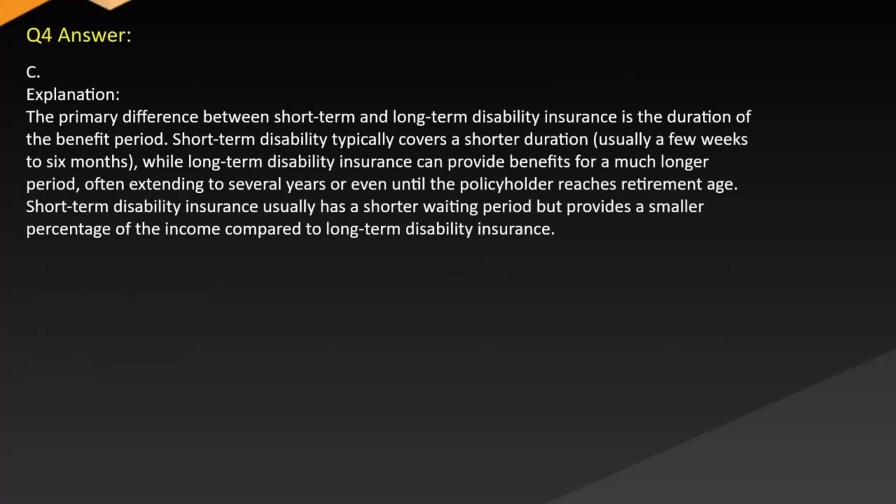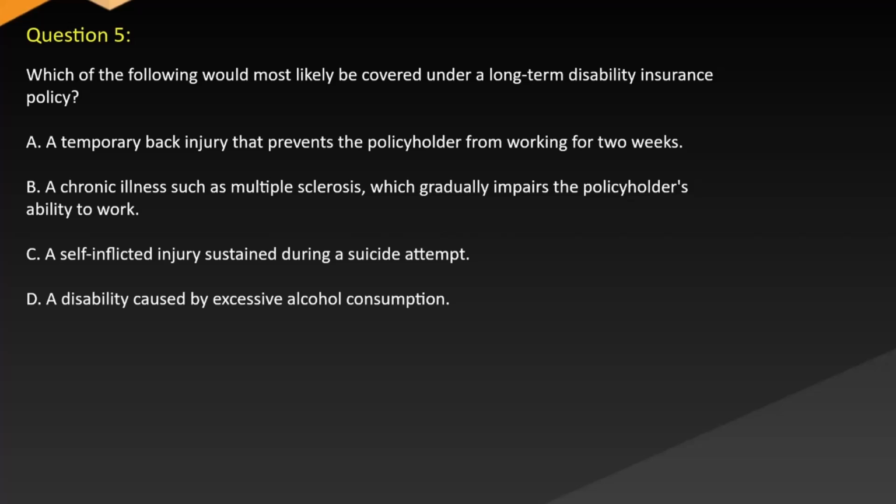Answer. C. Explanation. The primary difference between short-term and long-term disability insurance is the duration of the benefit period. Short-term disability typically covers a shorter duration, usually a few weeks to 6 months, while long-term disability insurance can provide benefits for a much longer period, often extending to several years or even until the policyholder reaches retirement age. Short-term disability insurance usually has a shorter waiting period but provides a smaller percentage of the income compared to long-term disability insurance.